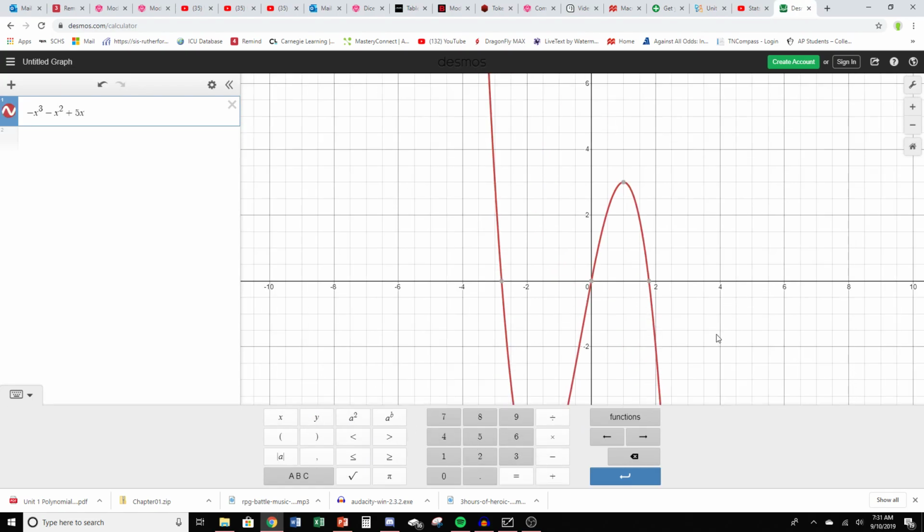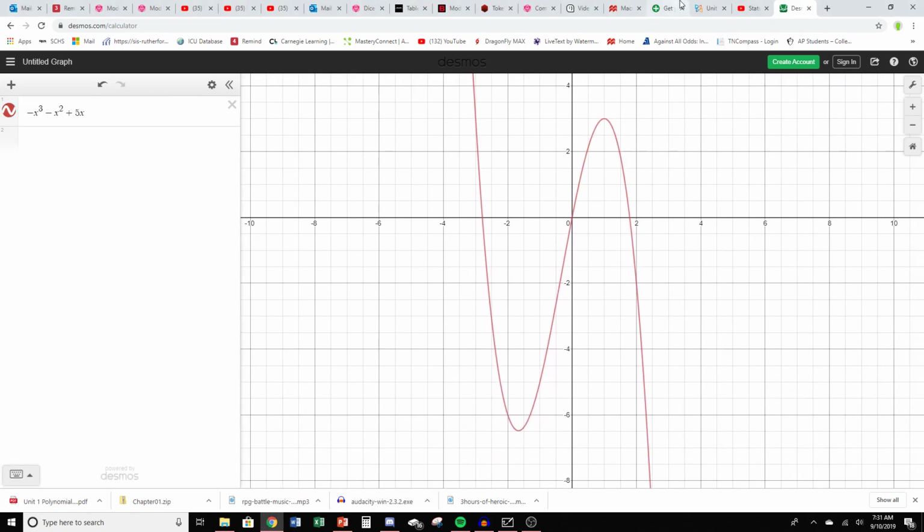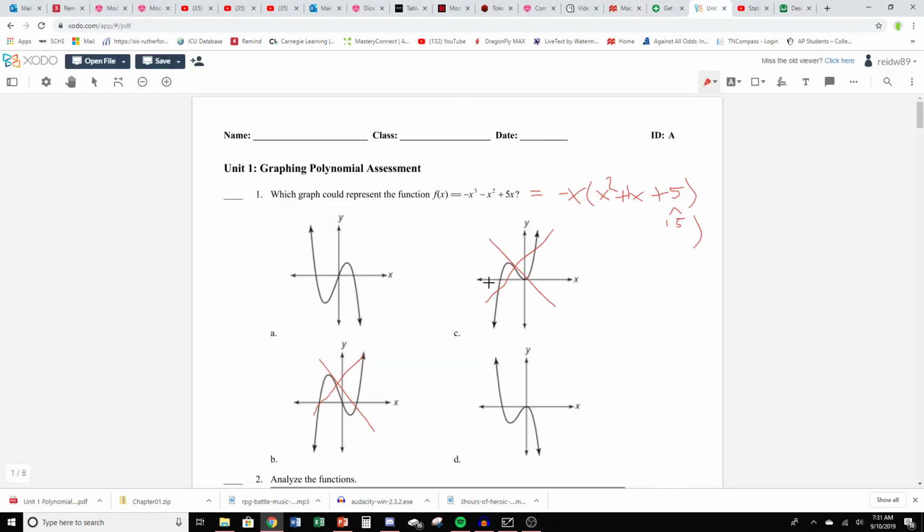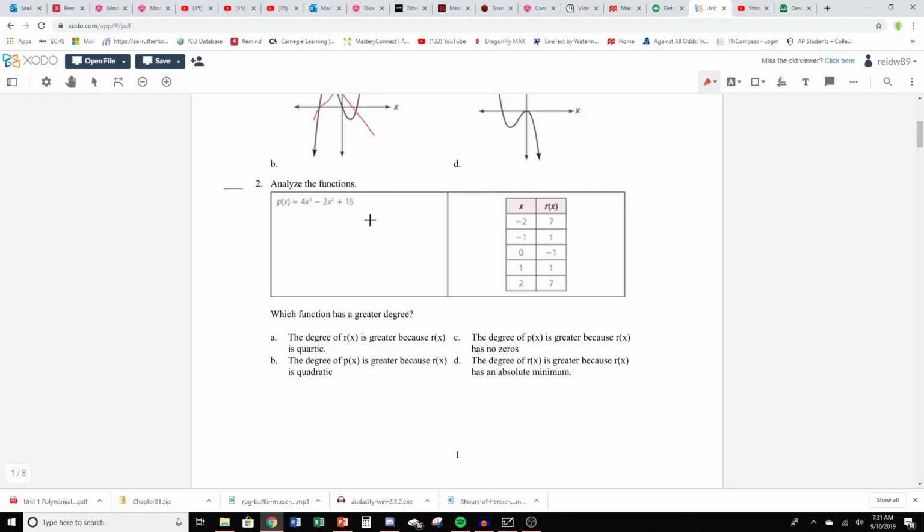All right, now we can see what's going on in the graph here. That's what it looks like. Match that up to what we have. This is the answer. It should have been A there. Okay. All right, next, analyze the functions.